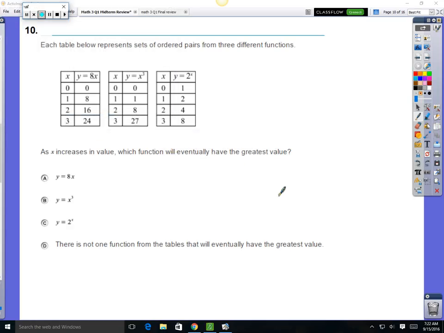Number 10 gives you 3 tables. Each table below represents sets of ordered pairs from 3 different functions. So the families of functions, this guy is linear. This one, because the exponent is a 3, it's a cubic. And this one, because the exponent is x, it is exponential. So those are the 3 families.